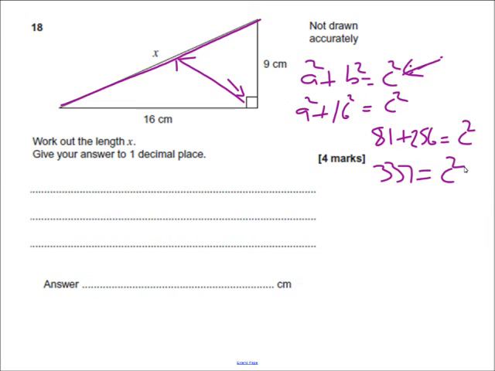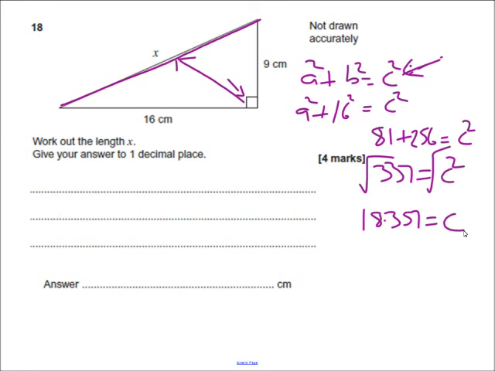Now, to get c on its own, we need to square root it, which means we also need to find the square root of 337. It's algebra. What you do to one side, you do to the other. So now, when you have 337 and you work out the square root, you end up with an answer of 18.357, and that's equal to c.